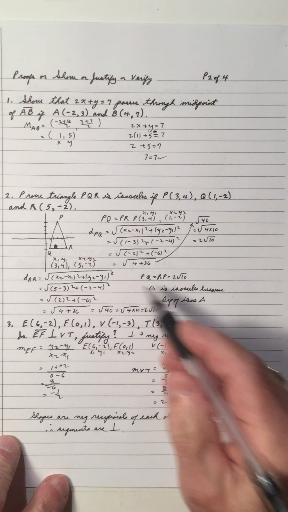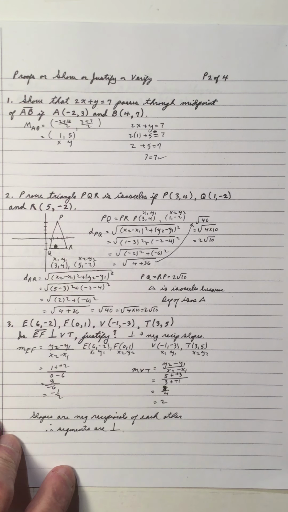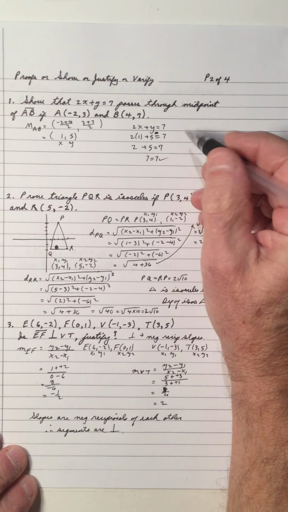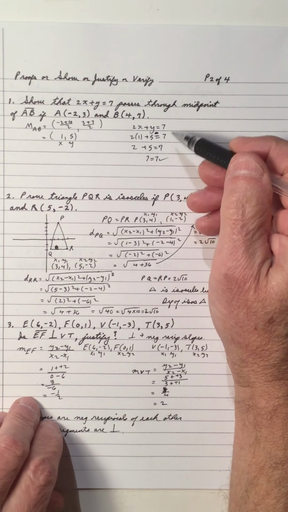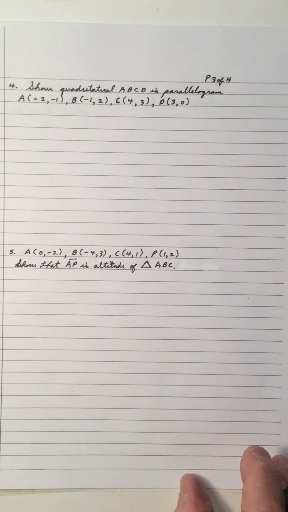Notice when I finish proving it, I finish it off by writing a statement. And I didn't write a statement for this, but I made it that since the point satisfies the equation, therefore it passes through it. Okay, let's do some more.